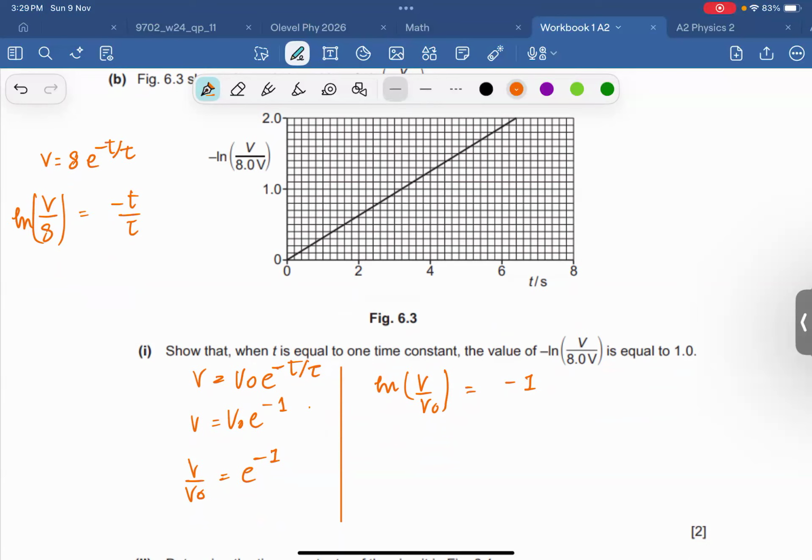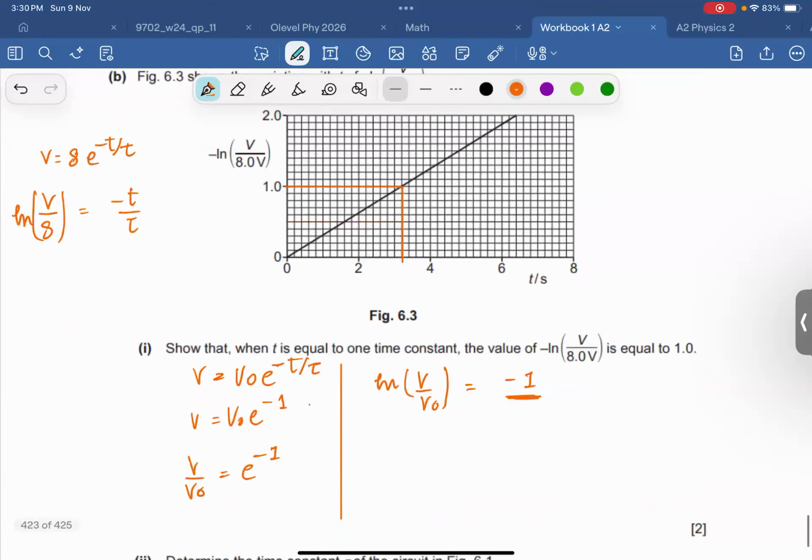I'm getting negative one, so this negative one will be right here. Show that when t is equal to one time constant, I put t equal to one time constant, and I end up getting ln v over v naught equals negative 1. Actually, it should not be the negative one, but due to the fact that it also has the negative sign, the negative and negative ultimately cancel out, so we don't have to worry about the negative sign, because it is a negative axis by the way.